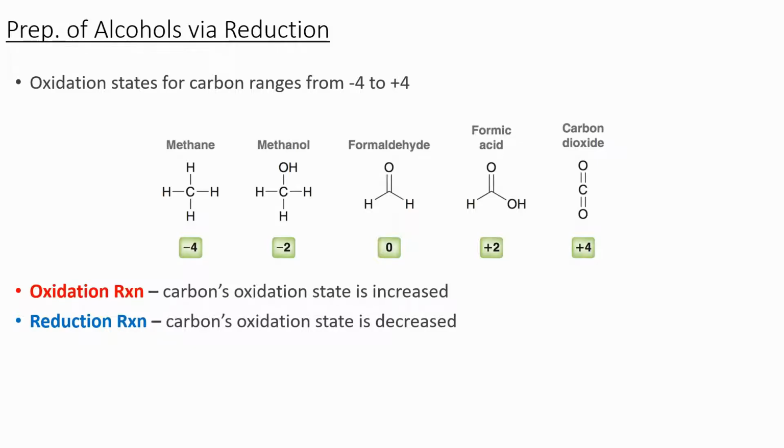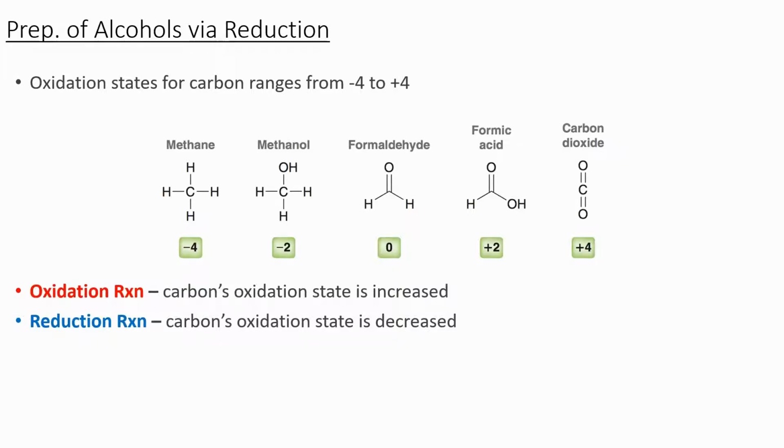So formaldehyde, we have 0. So this has 2 carbon-oxygen bonds. Formic acid, now we have 3 carbon-oxygen bonds, it's 2. And then carbon dioxide has the highest oxidation state of carbon, and this is 4.